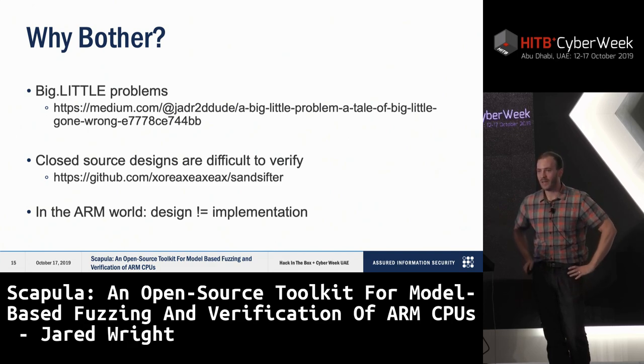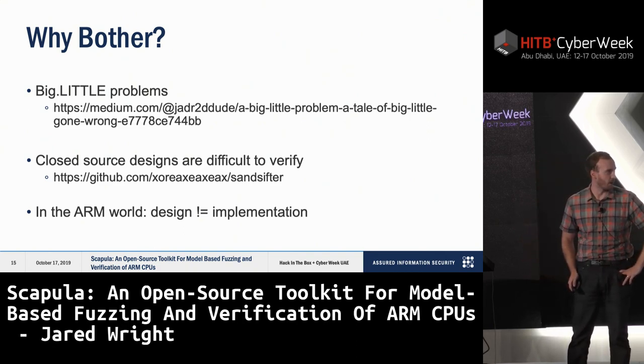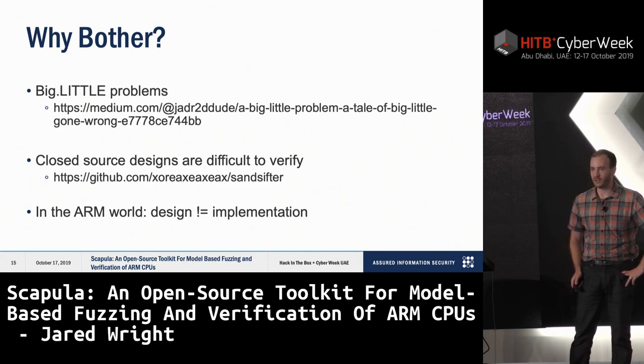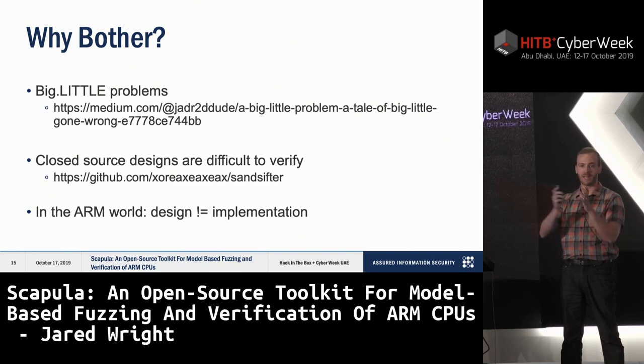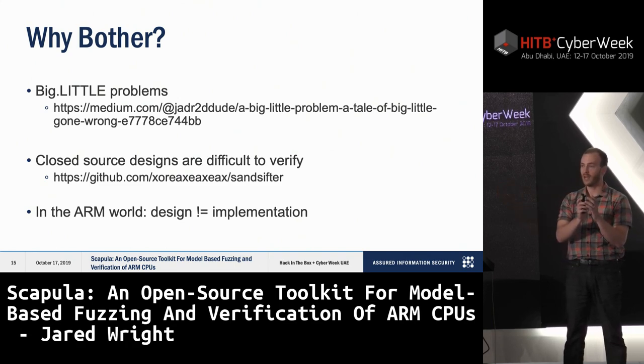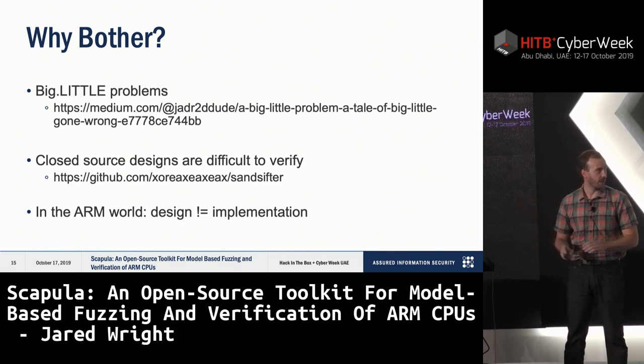Well, I read this interesting article one time. It was called Big Dot Little Problems, A Tale of Big Dot Little Gone Wrong. If you're not familiar, ARM has a feature called big.LITTLE. It's when you take a really high performance processor and put it right next to a really power efficient processor, and software can migrate between the two to either save power or run faster, I guess.